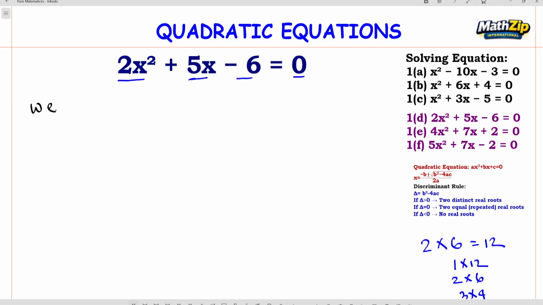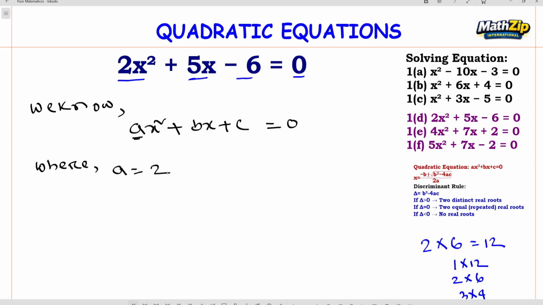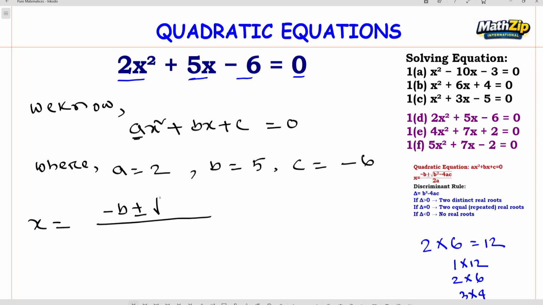We know ax² + bx + c = 0, where a is the coefficient of x², a equals 2, b equals 5, and c equals minus 6. So after comparing, we can write x equals minus b plus minus root over b² minus 4ac, divided by 2a.